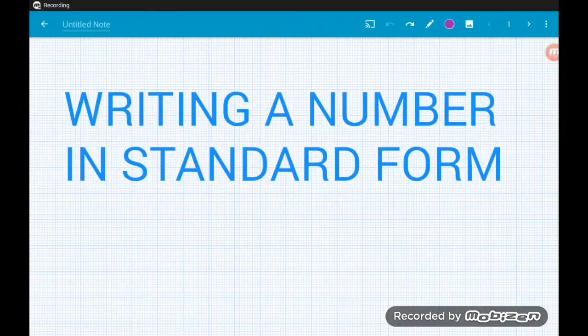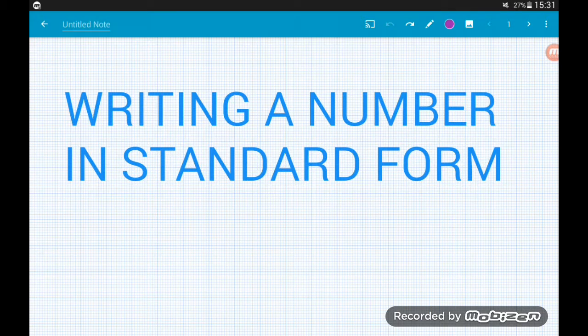Hey guys, in this video we're going to be taking a look at writing normal numbers in standard form. In the next video we'll have a look at doing it the other way around, going from standard form to a normal number. In this video we are going from normal number to standard form.